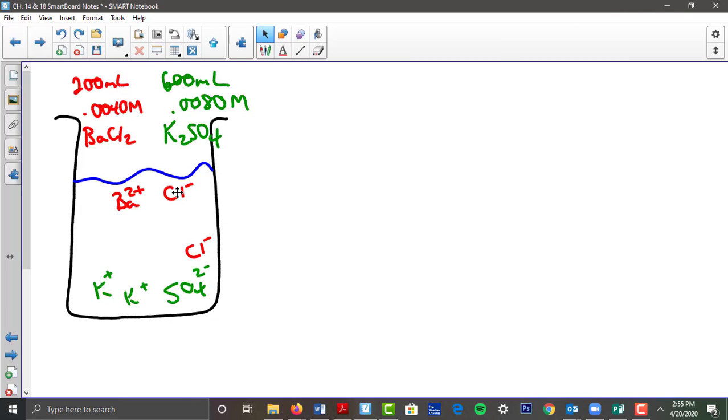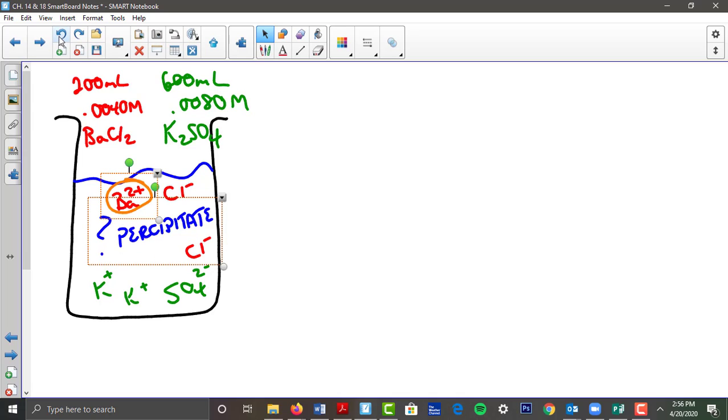So when these ions are in solution, the only potential precipitate would be the barium combined with the sulfate. So what we need to do is compare the amounts of barium ions and sulfate ions in solution at this given moment to the equilibrium constant to see whether or not it would dissolve. Is it saturated or past the point of saturation?